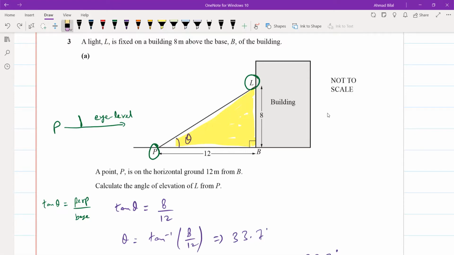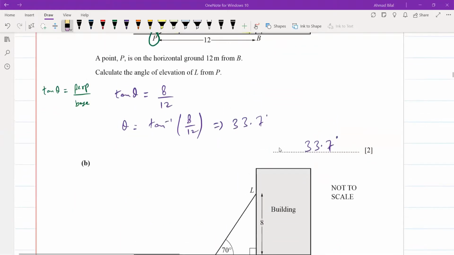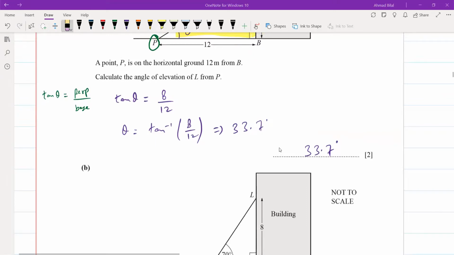Does that make sense, Shahir? Yes, sir. Okay. So this is 33.7 degrees here. So आप यहाँ से इसको calculator से evaluate करोगे. This will turn out to be 33.7 degrees. Acha. Now let's look at the next part.